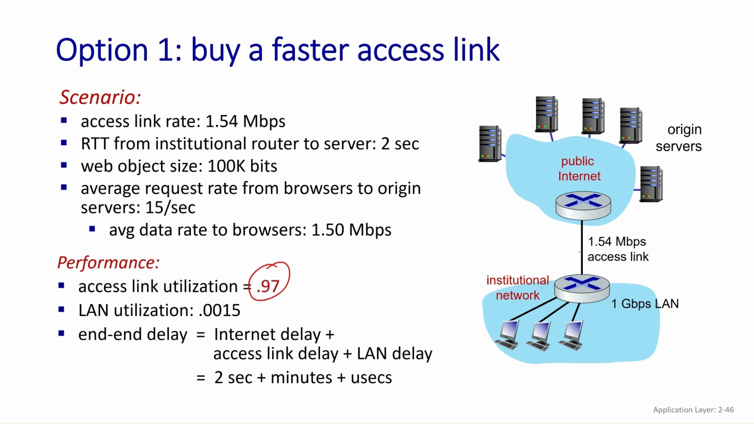One simple option is to increase the access link rate from 1.54 megabits per second to 154 megabits per second. But this is costly, right? I have to pay for the extra bandwidth. And if I do this, the traffic intensity or link utilization will be 0.0097.